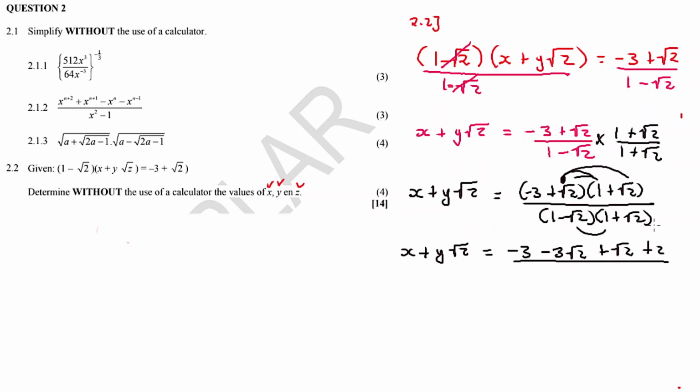Divided by difference of 2 squares. Lana I don't have to foil. I'm just going to say 1 times 1, it's 1. Minus square root 2 times positive square root 2, ngithola minus 1 minus 2. Right, because the square root of 2 times the square root of 2 is just 2, right?